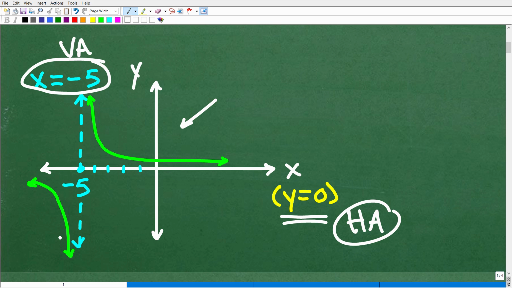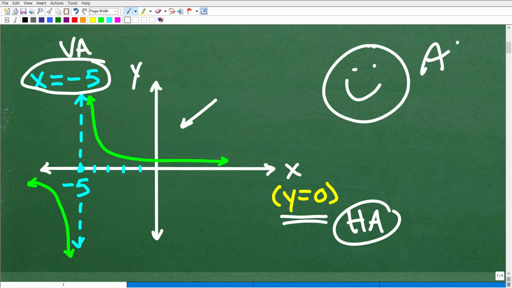Okay, so if you have something like this, well, that indicates to me that you definitely know how to graph basic rational functions. And let's celebrate by giving you a nice little happy face, an A plus, a 100%, and multiple stars. So you can tell your friends and family that indeed you know how to find vertical and horizontal asymptotes and actually construct the graph of a rational function.